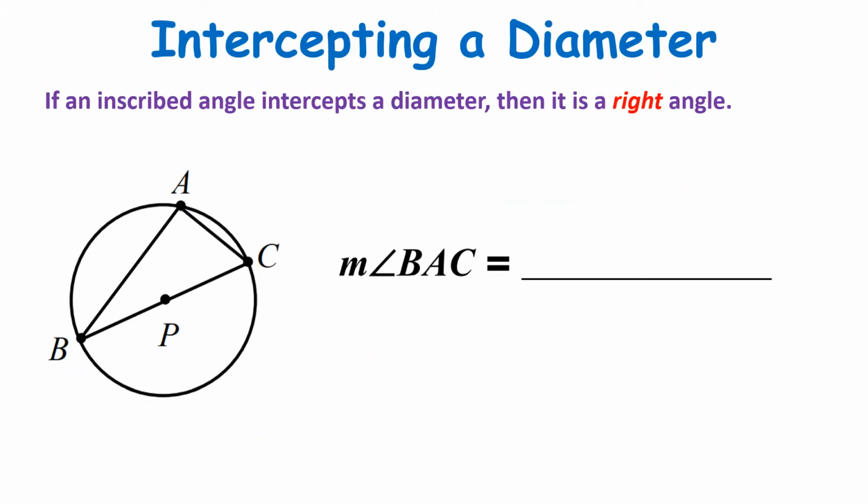So now we're looking at intercepting a diameter. So if an inscribed angle intersects a diameter, then it is a right angle. So we have the diameter here is BC, right? Our diameter is right here. So if the inscribed angle intersects a diameter, it is a right angle. So the measure of angle BAC is equal to 90 degrees. And so right here we could put a 90-degree angle.